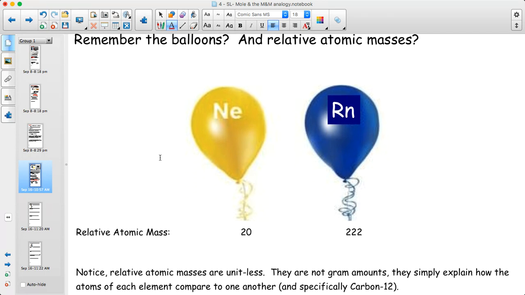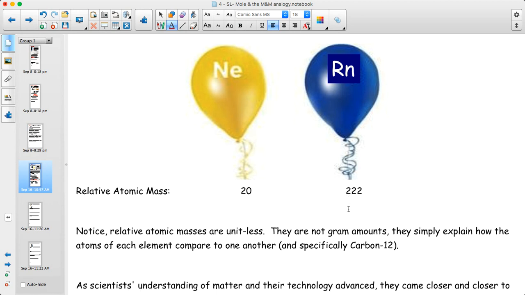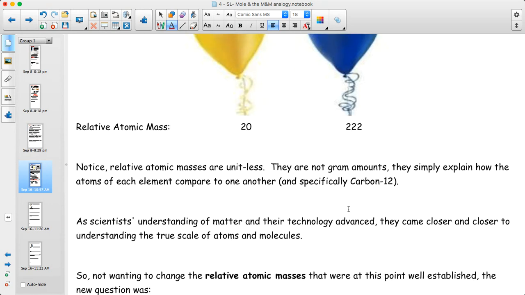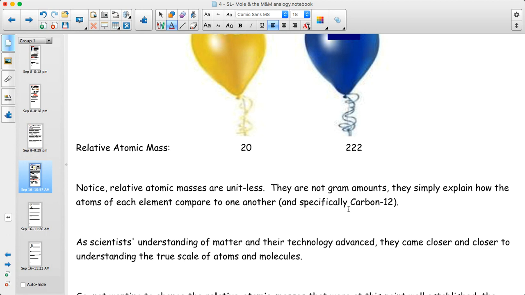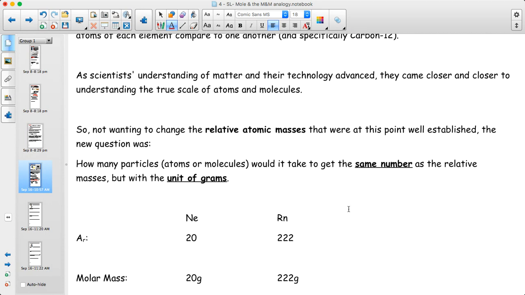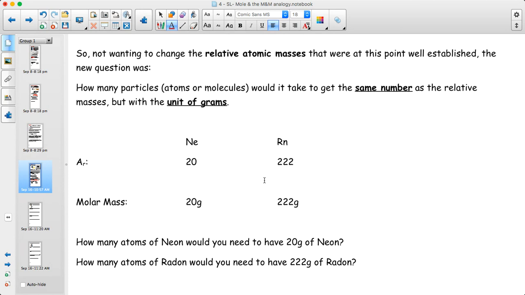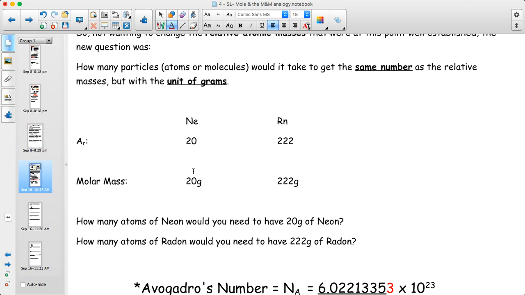Well, let's think back to the relative masses. For a long time, scientists had figured out these relative masses, especially for a lot of the elements. And so they already had periodic tables that had the relative atomic masses of elements. So like neon and radon, it was known that when you compared them to each other, neon weighed about 20 and radon weighed 222. And as science and technology advanced, and they were able to figure out much more accurately how small atoms were, they started to ask themselves, well, we want to keep these same numbers, this 20 for neon and this 222 for radon. How many atoms would we need to get 20 grams of neon or 222 grams of radon?